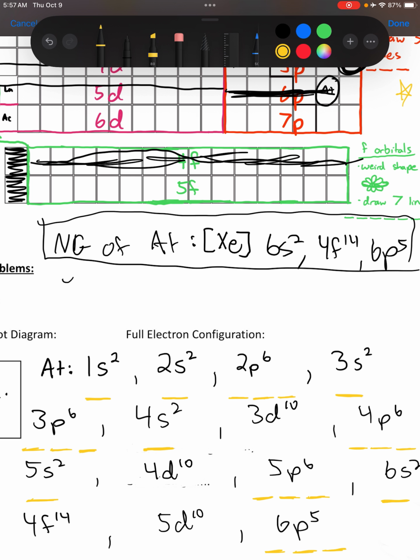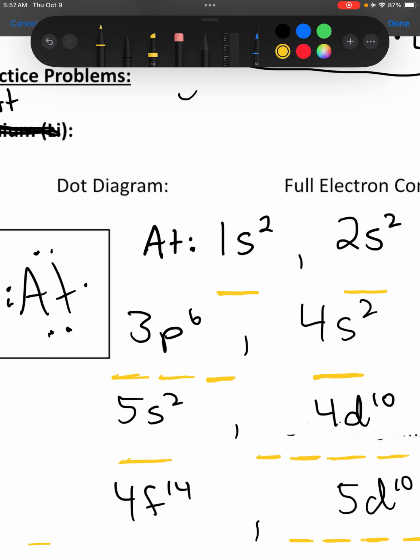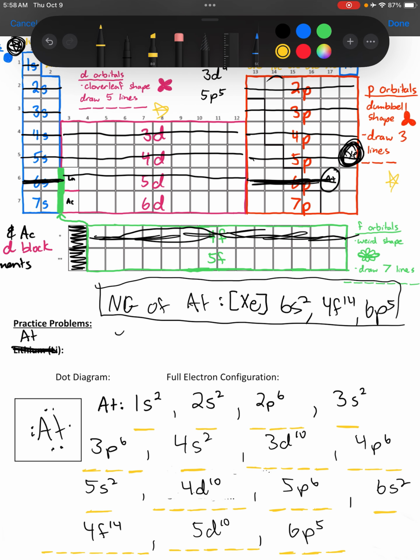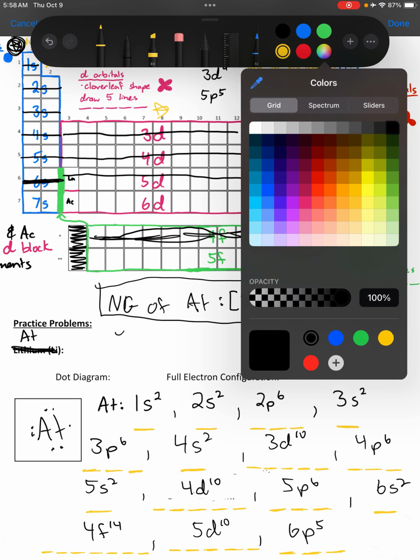And then every time you see a letter D, you're going to draw 5 lines. And then finally, every time you see a letter F, you're going to draw 7 lines, and that's going to look a little smushy, but that's okay. All right, now once you've done that, you've set up your configuration so that you can do an orbital diagram.